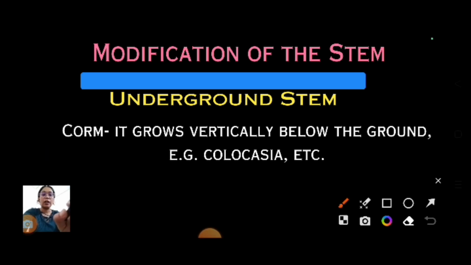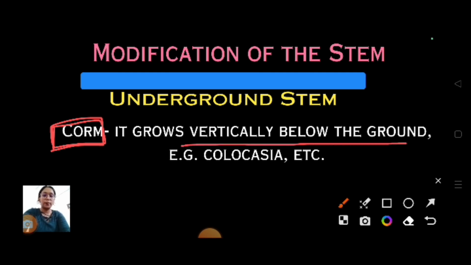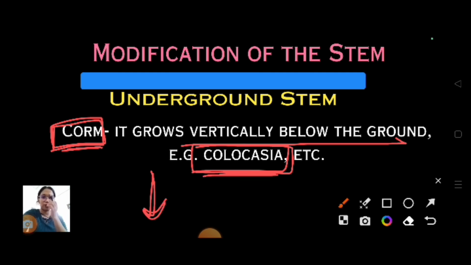Then corm. Next modification is corm. It grows vertically below the ground. So vertically below the ground it will grow, like in colocasia. Corm in colocasia, vertically below it will form a tuber-like structure only, but it is known as corm.